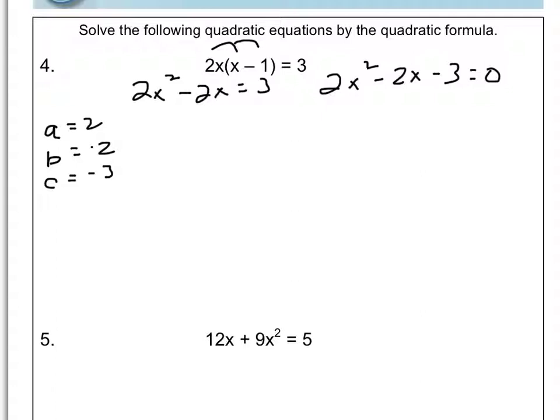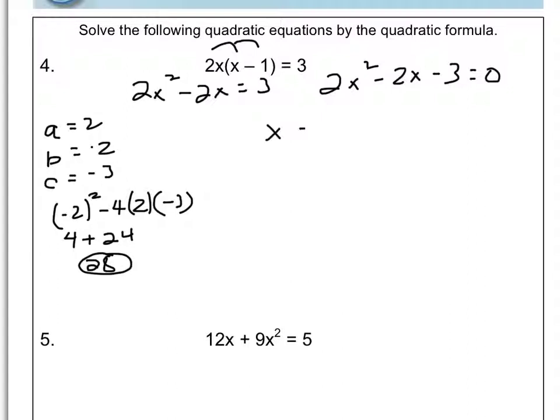So I've got b, which is -2, squared, minus 4 times a, which is 2, times c, which is -3. -2 squared is 4. -4 times 2 is -8, times -3 is positive 24. 4 and 24 is 28. That's the discriminant. So now I plug this into the quadratic formula.